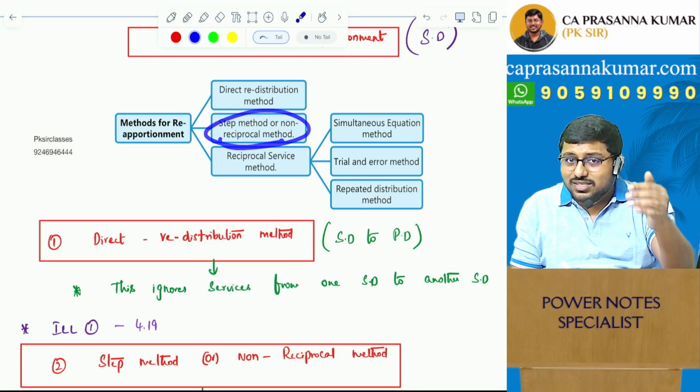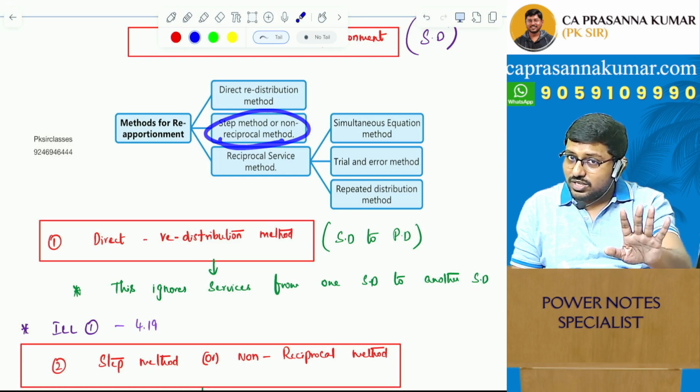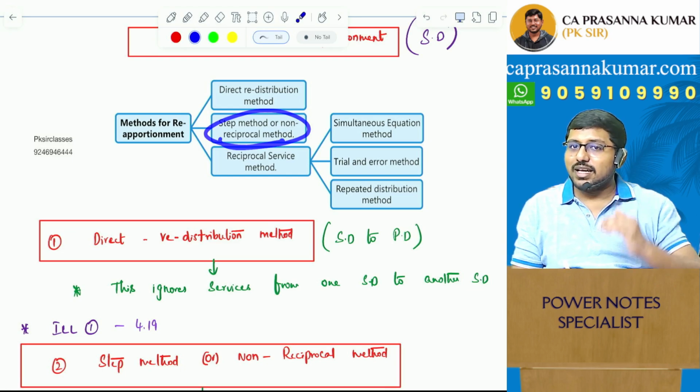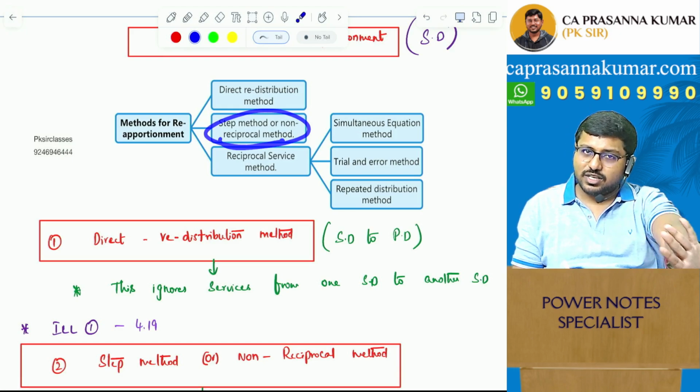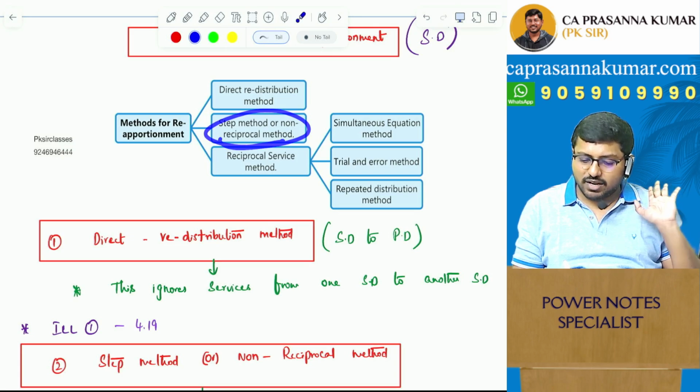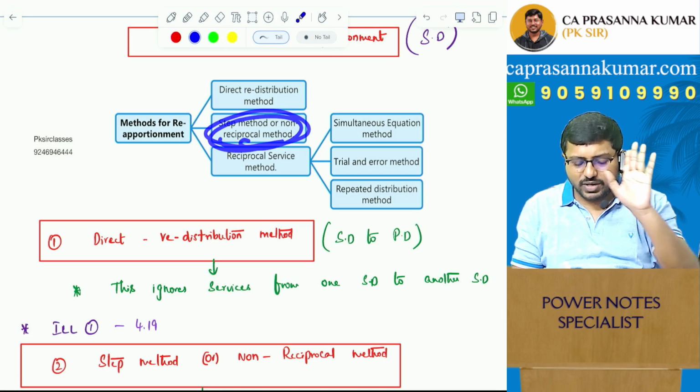In step ladder method, or the non-reciprocal service method, if a service department has given service to another service department, that will be considered and it will stop there, which means either you can give service or you can take service. If you have given service, that's it, you can't take service. If you have taken service, that's it, you can't give service. One way traffic, you need to remember the word one way traffic, then you will understand.